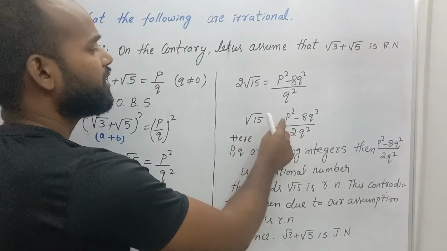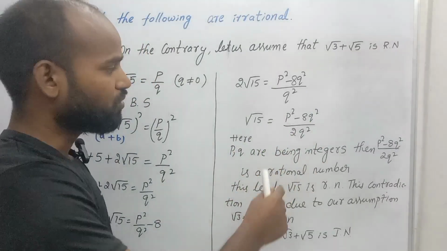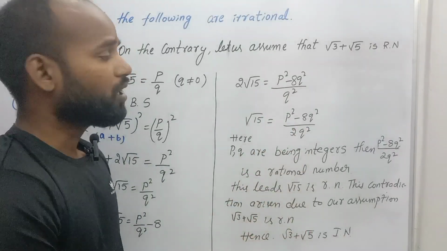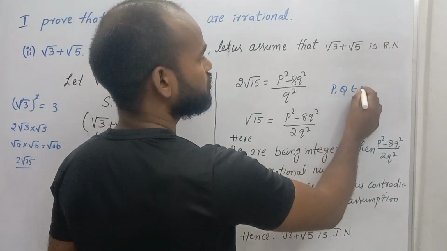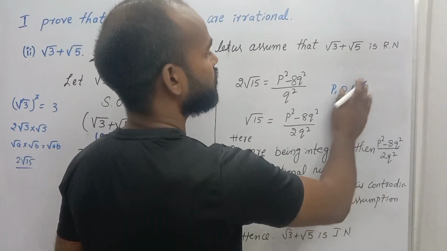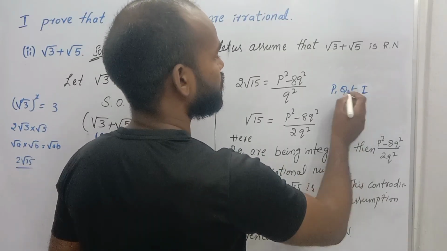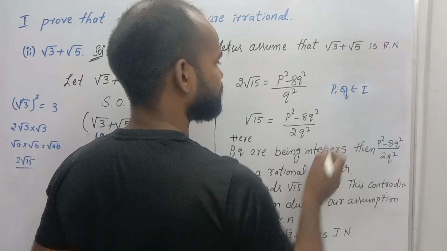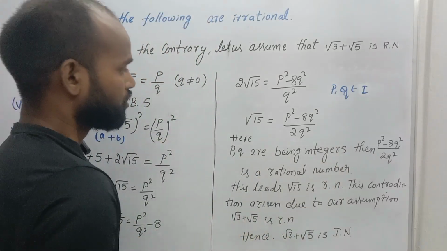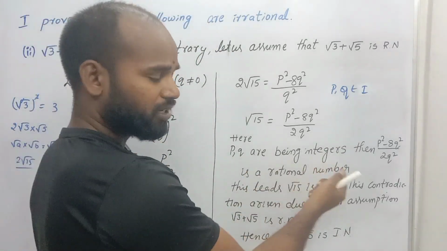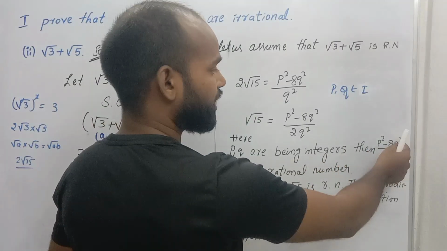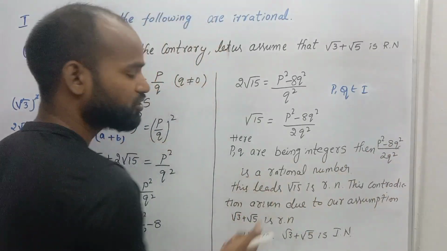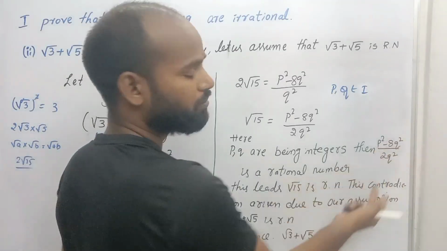So here it is in the form of p by q, yes or no? Where p and q are integers, p and q belong to integers. So p and q being integers, p square minus 8q square by 2q square is a rational number. Yes, why? Because it is in the form of a by b.